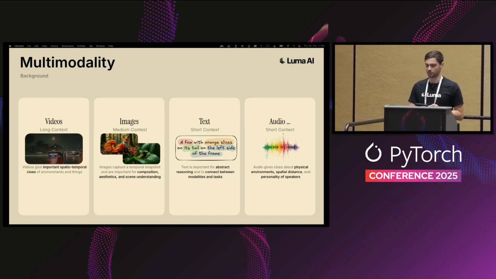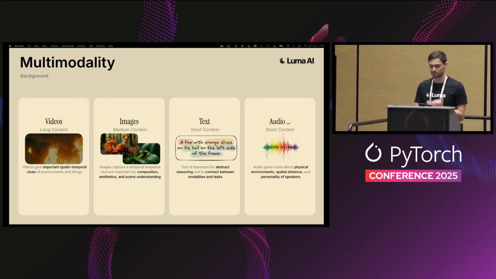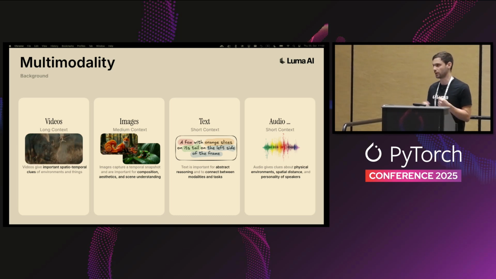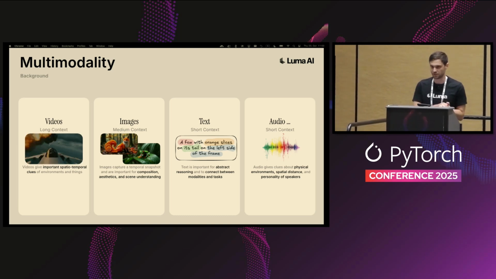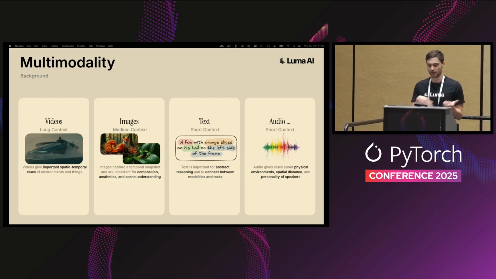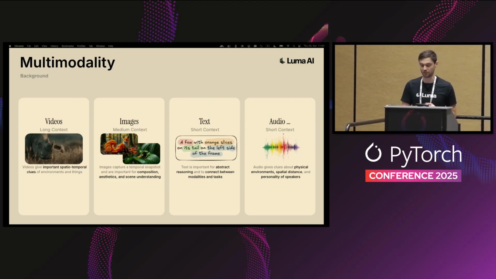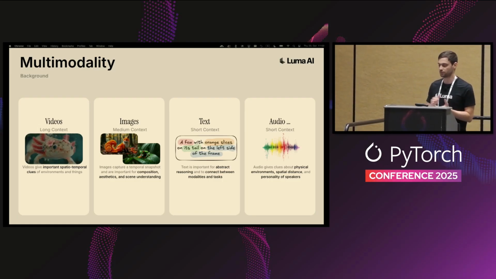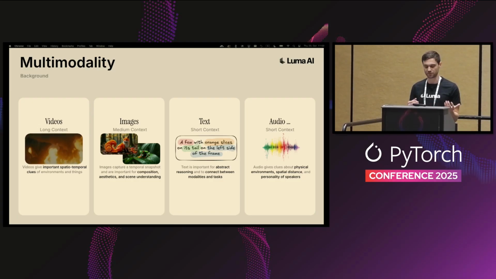Then we could have text in our modalities, which is usually very short context. Most of you are probably familiar with that in LLM land. And text is really important for things like abstract reasoning and connecting between different modalities and tasks. In this example here, text gives us important clues about the subject, about how the subject looks, about where the subject is placed. And these kinds of things tie certain other modalities together pretty nicely. The final example here is audio, which is also, at least compared to video and images, often very short context, but this can give us clues about things like physical environments, spatial distance, and also personality of speakers.